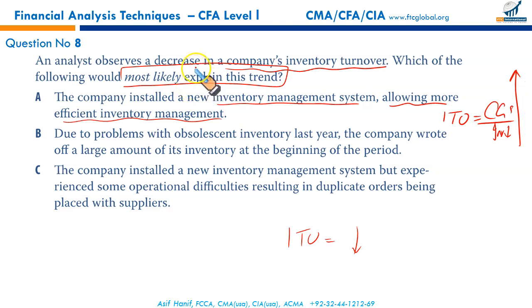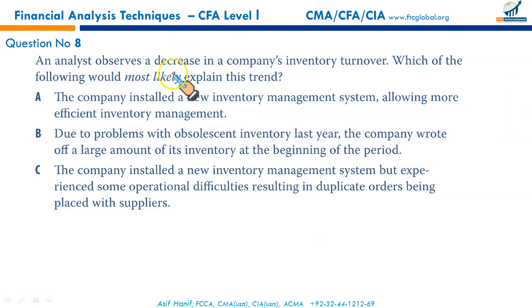But here we see there is a decrease in inventory turnover. So this is not the reason. This would result in an increase in inventory turnover, but the question requires that there has been a decrease in inventory turnover. Wrong. Remember, decrease and most likely reason.